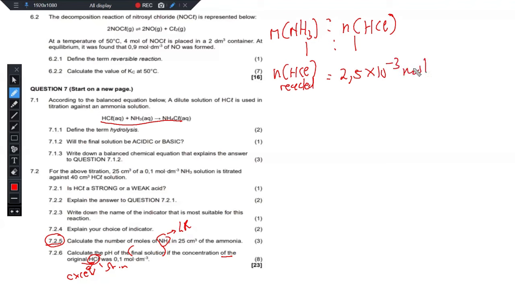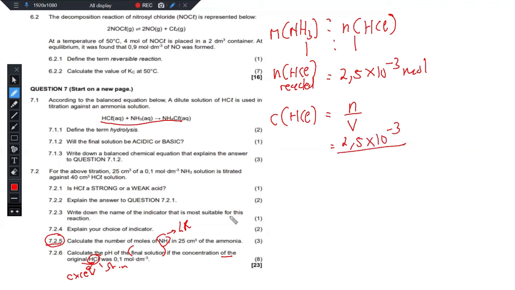Now, these are the ones that reacted. But then now, if we are to use that, remember, this is about concentration. Let's find the concentration that reacted from that. So concentration of HCl, that's n over volume. The number of moles is 2.5 times 10 to the exponent of -3.